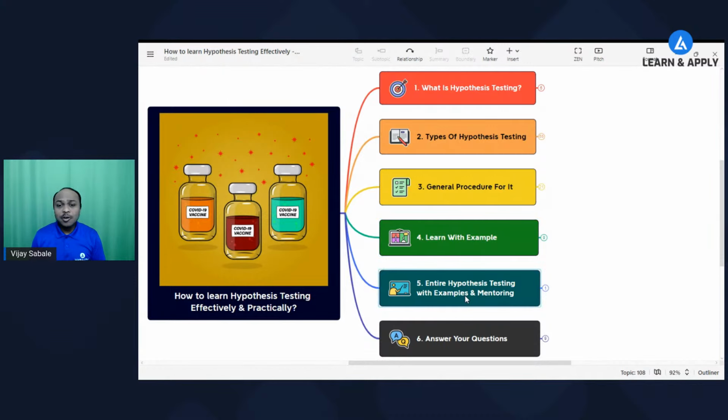In the fifth step, I'm going to explain, if you want to learn entire hypothesis testing, how we can learn that with lifetime mentoring support and lifetime access to the content. And in the last section, I will answer all your questions related to hypothesis testing as well as Lean Six Sigma. Yes, of course, anything related to career growth as well. Okay, so let's go into the part.